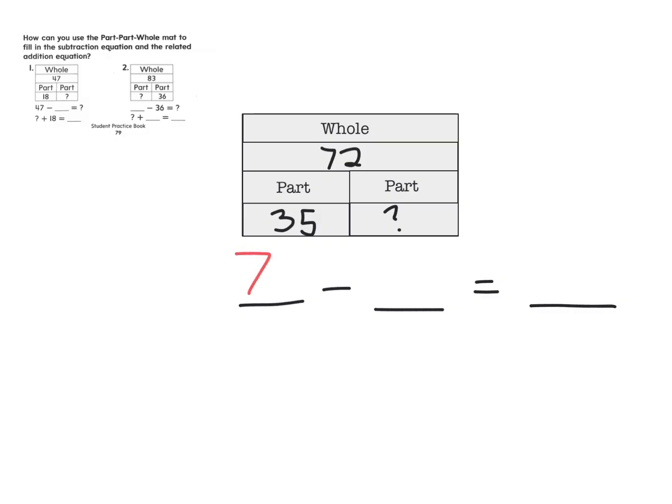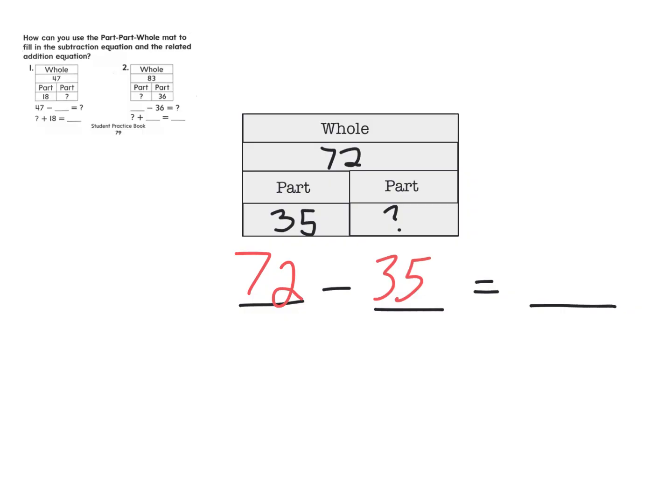So we know that 72 is this number we're going to start with here. Then we have two parts. We know one of them, but we don't know the other one. So we know that 72 minus 35 equals whatever that remaining part is. At this point, your children have learned several different strategies for subtracting these numbers, but what we're asked for here is to write a related addition equation.